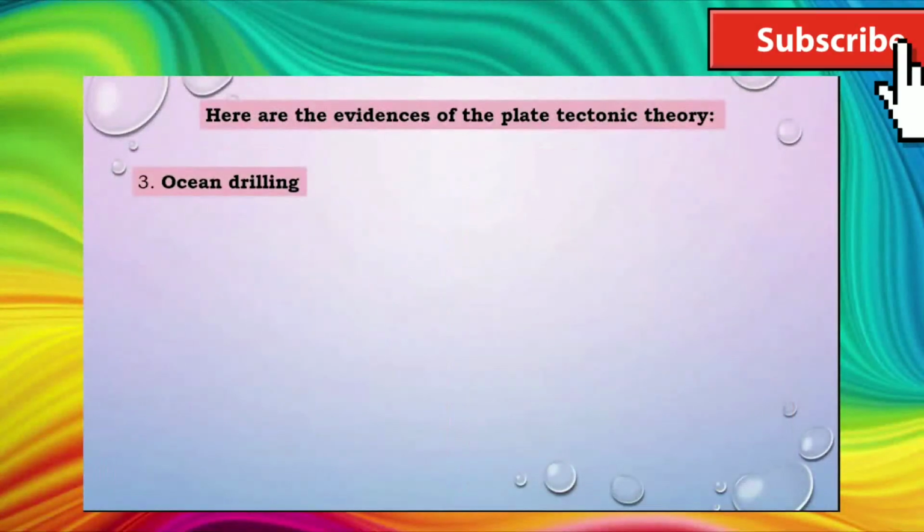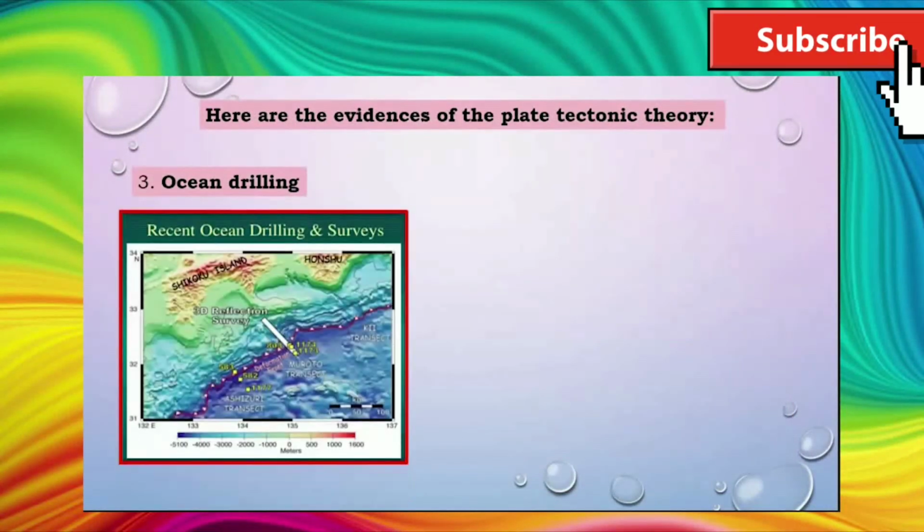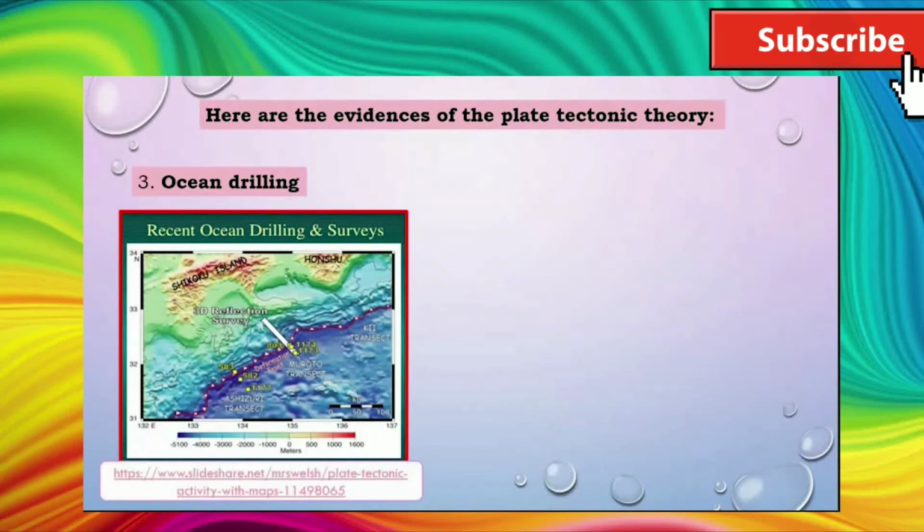The third part is the ocean drilling. With ocean drilling, sediments closer to the ridges will be younger, while sediments farther away will be older. The youngest oceanic crust is the ridge crest.